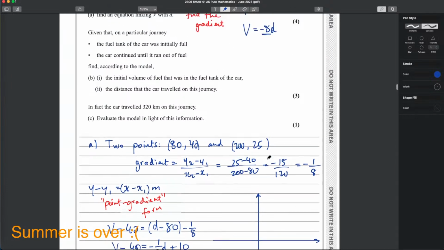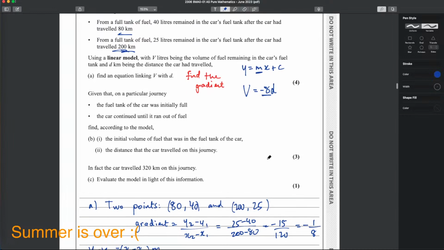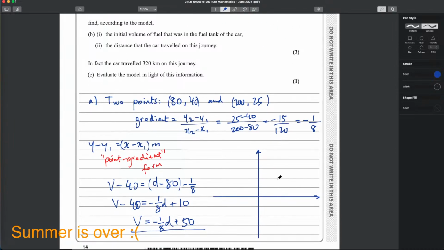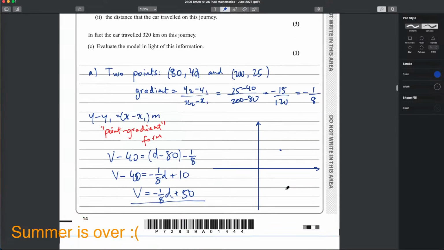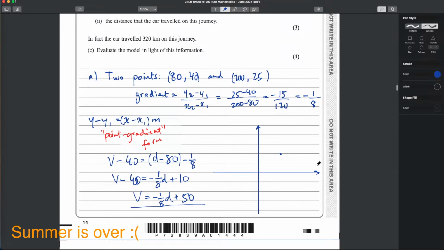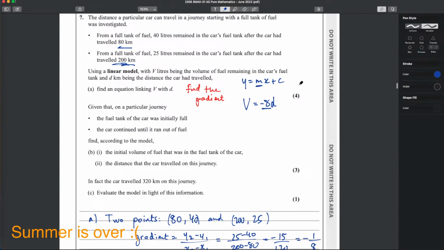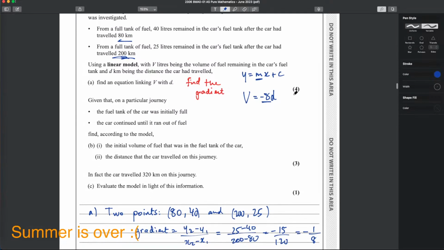Okay, the graph would look, so 80, 40. 80, 40 would be about here. Then 25 would be somewhere out here. Okay, that's making more sense now. So the full tank is 50 liters. Now it's all making sense. Alright. Only took us 4 minutes. It's fine.